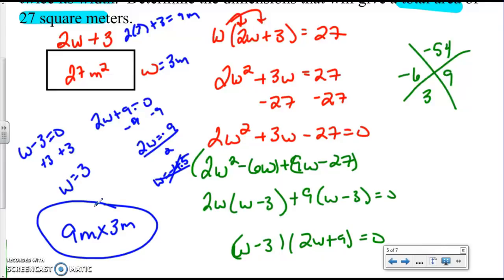Okay, that's it for area problems. Like I said, setting it up and labeling the sides is the hardest part. So if you have questions, make sure you ask.